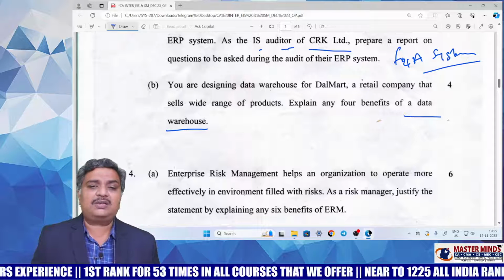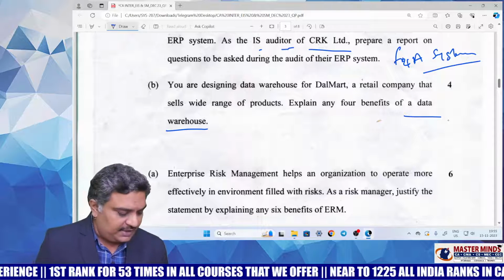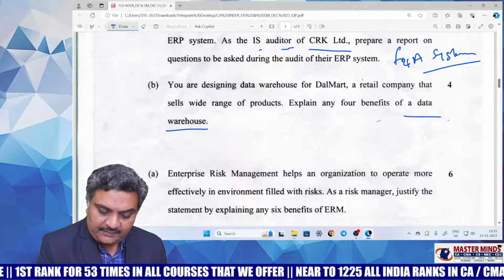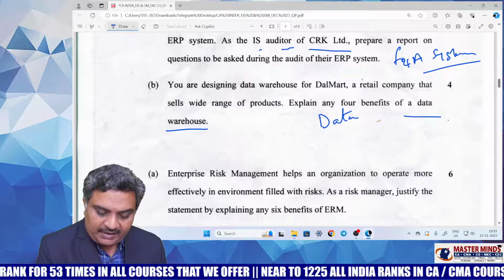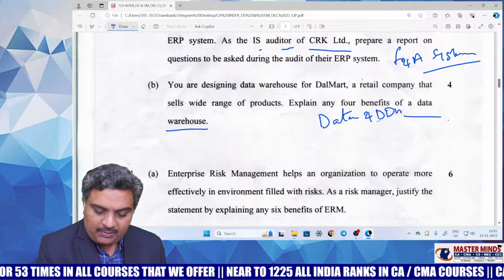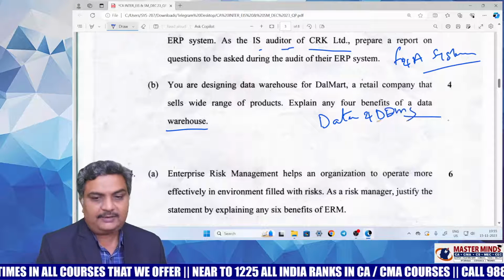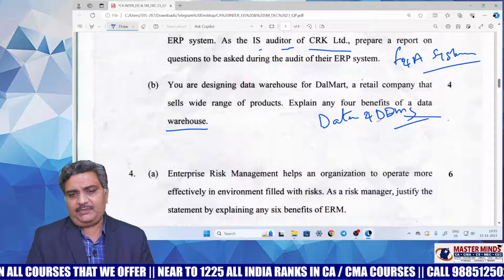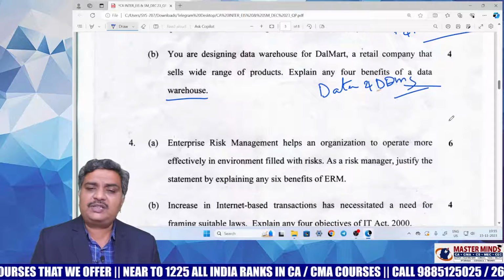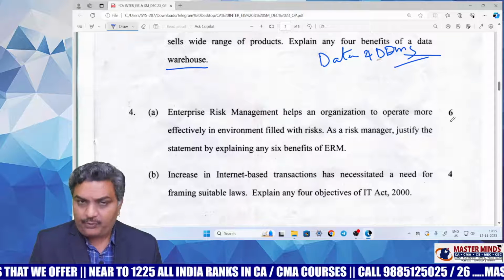So likewise, there are certain benefits and you need to write at least 4 of those benefits. And this question is from Data and DBMS in our Masterminds material. You need not write all the benefits. It is just enough if you write 4 benefits.